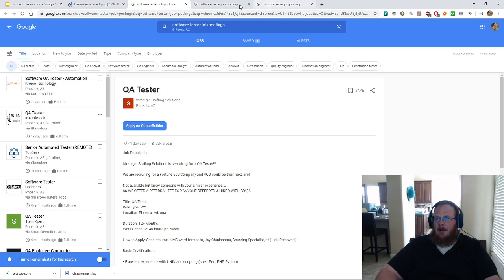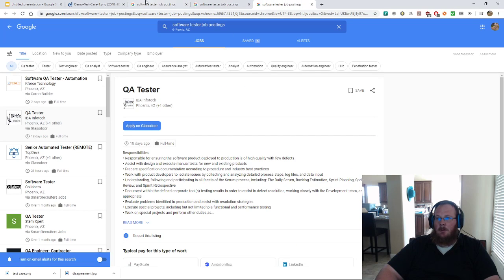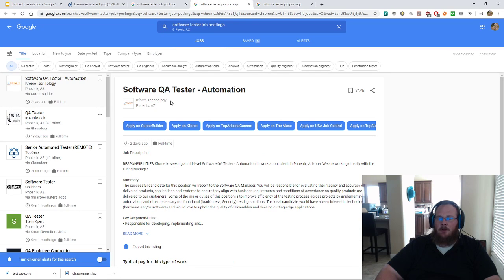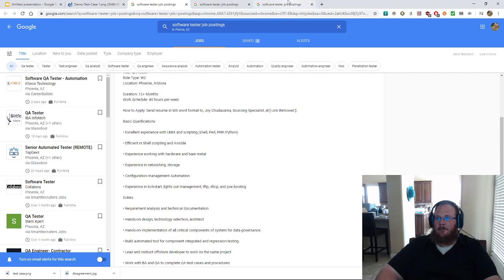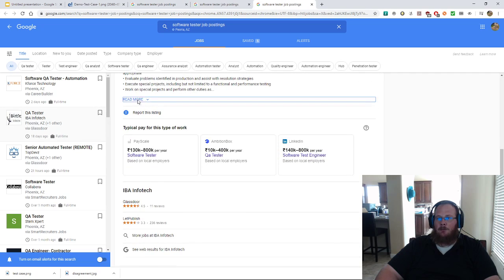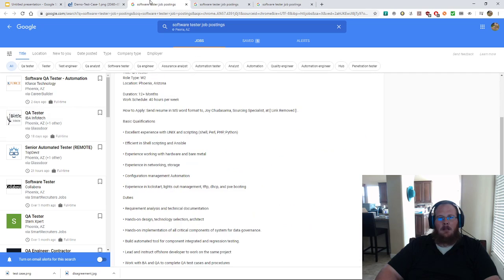So I asked for software testing postings from Google and got different ones. I got QA tester, two QA tester, one software QA tester automation job. Again, lots of different titles. If you take a look at their responsibilities, a lot of them have kind of the core similar responsibilities. So we're just going to read through these and kind of list out commonalities.